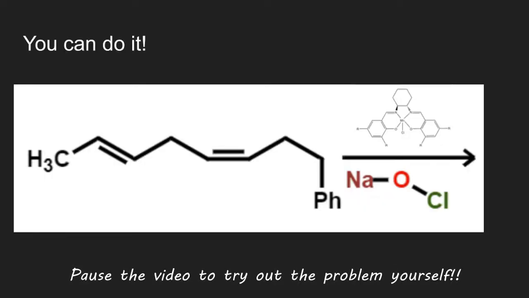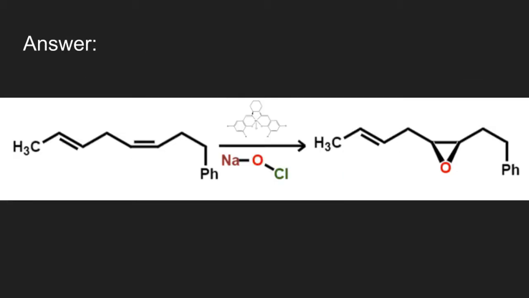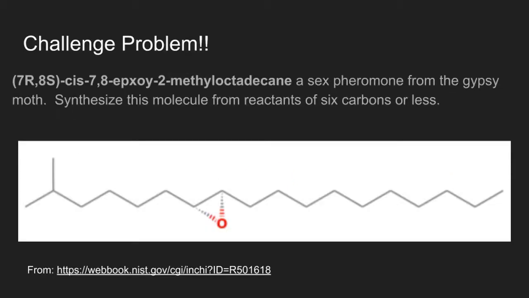Now that we have done one problem, let's try a more difficult problem with 2 double bonds. This is the answer to the problem, and we know this because the Jacobsen catalyst only reacts with cis double bonds and not the trans double bond. And when it reacts with this cis double bond, it produces this stereochemistry that is either both wedged or both dashed. Alright, here's a challenge problem.